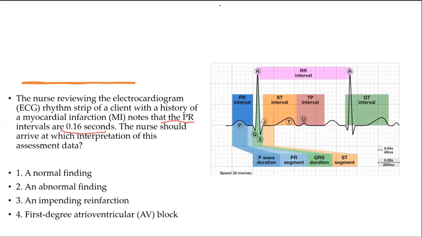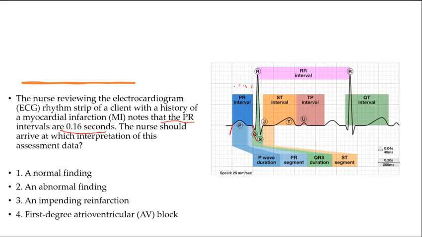Remember, the PR interval starts from here and ends here. It represents the time it takes for the cardiac impulse to spread from the atria to the ventricles. It shouldn't be more than 5 small boxes. So this is 1 small box, 2, 3, 4, 5 small boxes. If it's more than 5 small boxes, we say it is prolonged.